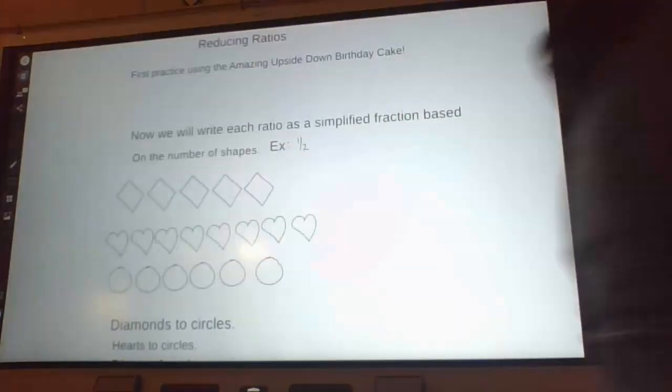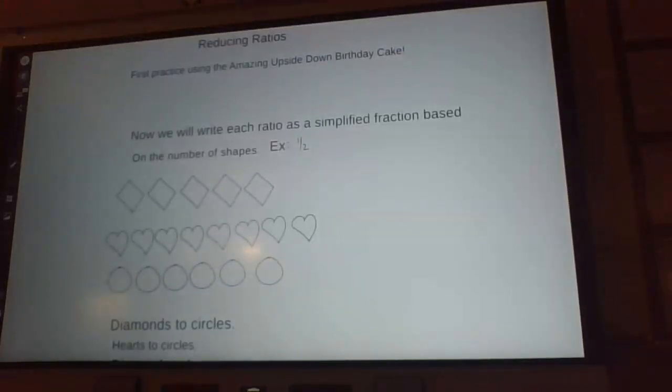Okay, so we are going to be going over how to reduce ratios, and everybody will need a calculator.